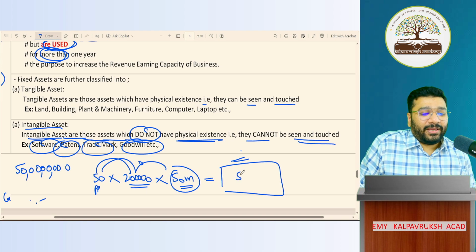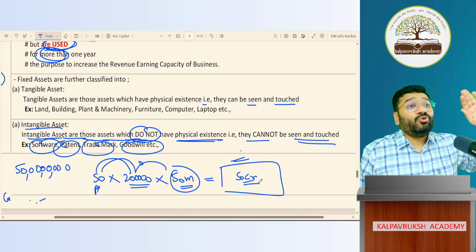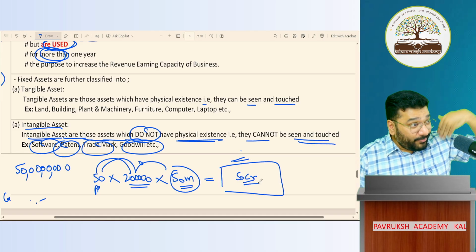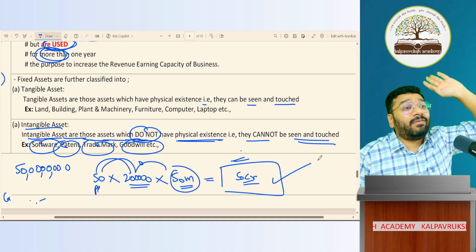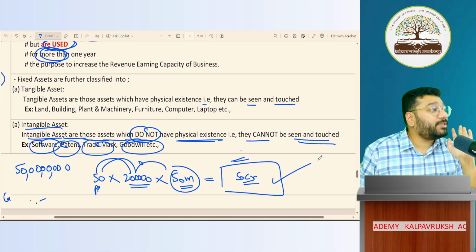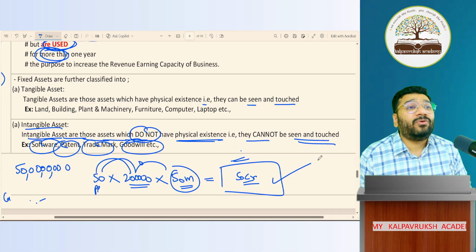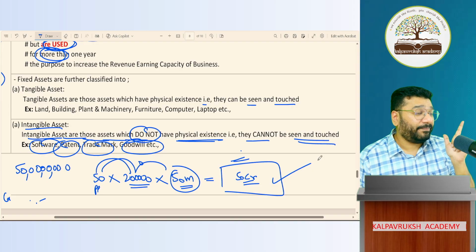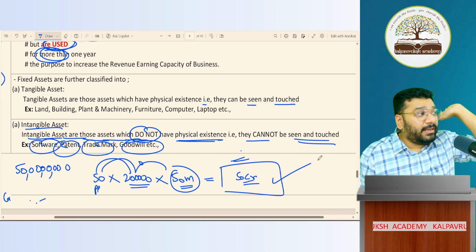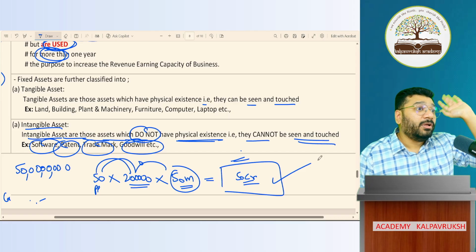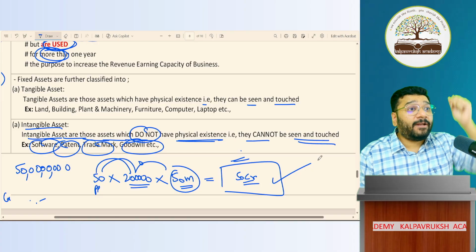50 crore. So the Zoom software, what you're using now, what I'm using, the company has paid 50 crore to develop this. Now the question is, this 50 crore they have paid to develop the software, should they treat this as revenue expenditure and put it in the P&L in the 1 year itself, or should I treat this as capital expenditure and show it as an asset?